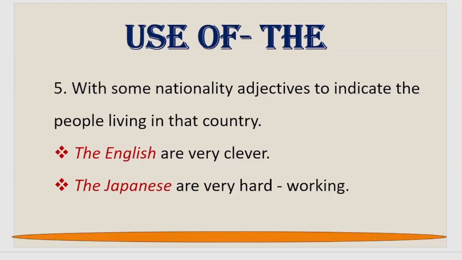Rule 5. We use the definite article "the" with some nationality adjectives to indicate the people living in that country. For example, the English are very clever. The English means the people of England. The Japanese are very hardworking. Here, the Japanese means the people of Japan. But here, it is very important to mark that only "English" and only "Japanese", without "the", mean the names of two languages.